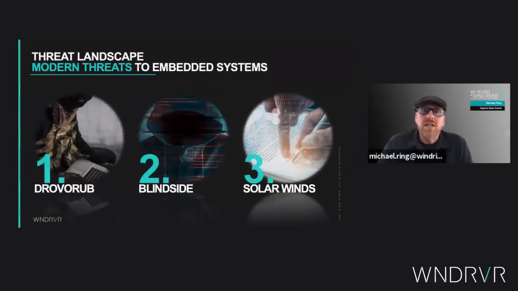So the modern threat landscape is pretty tough. There have been a number of attacks, and these are not historical attacks that you see here in DroverRub, Blindside, and SolarWinds. These are actually attacks that have occurred recently, within the last 12 months. So this is some of the most sophisticated attacks against systems and the kind of things that you, the owner of an embedded system, need to be thinking about.